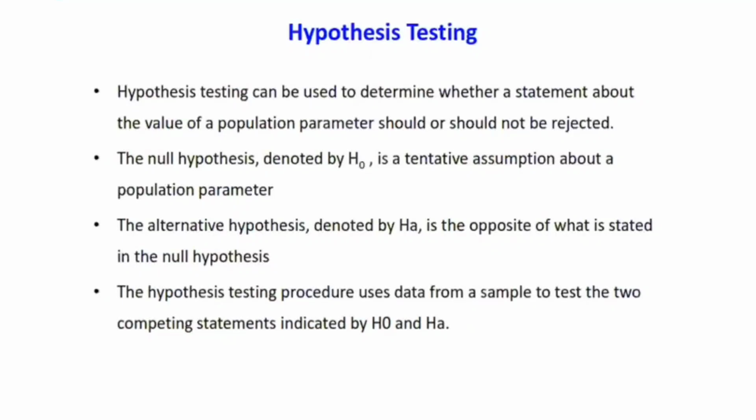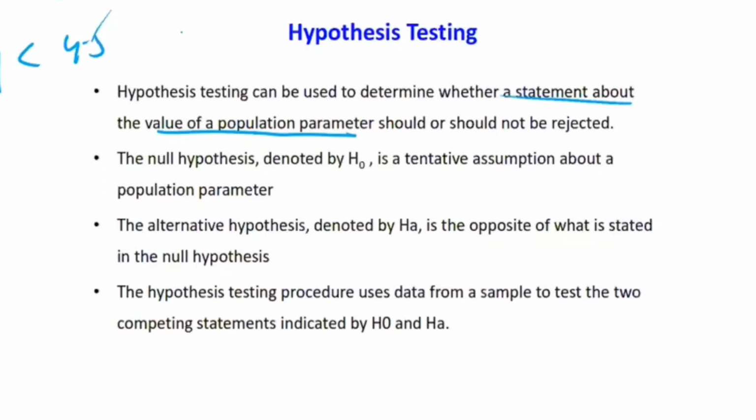But here, based on the sample, we have to conclude about the population parameter. So the statement about the value of a population parameter should or should not be rejected. It means you have to accept either this one or this one. If you are accepting this one, this one will be rejected. If you are accepting one, the other will be rejected. Now, here we are going to discuss whether the null hypothesis is to be accepted or rejected.